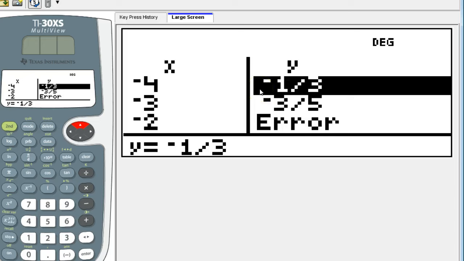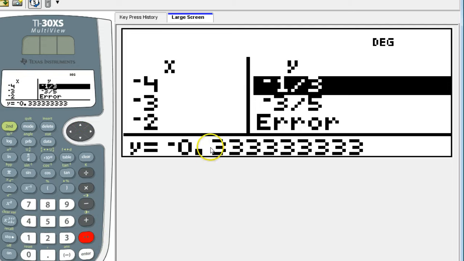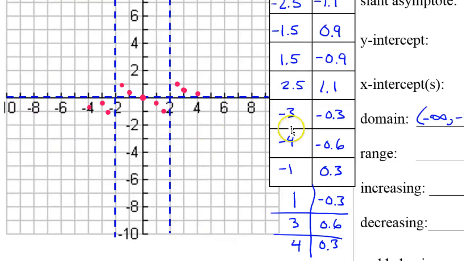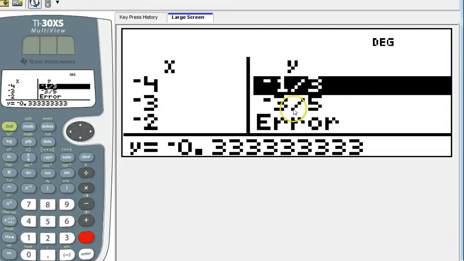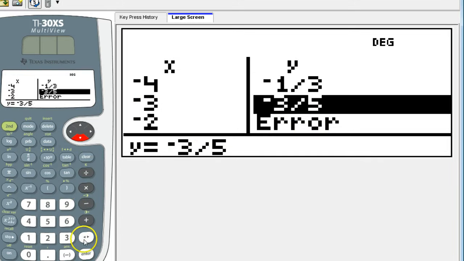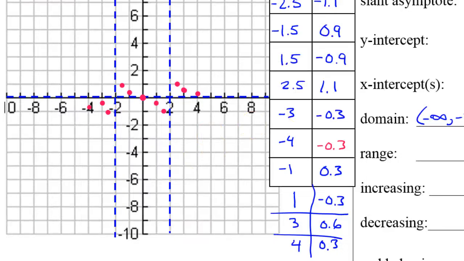Okay, I don't know why I put -0.6, but -4 is -1/3. Okay, that's my -0.3. So I made a mistake there. So that should be my -0.3. Hold on. Okay, so now I'm thinking my -3 is probably wrong. So my -3 is my -0.6. So I had those backwards somehow.